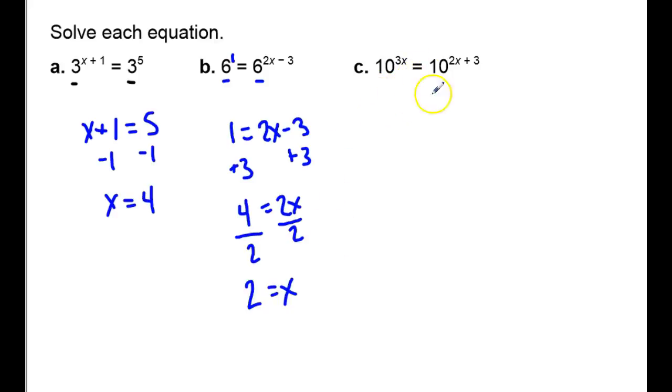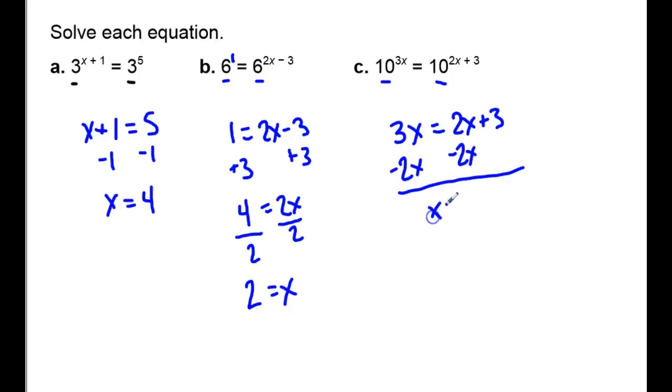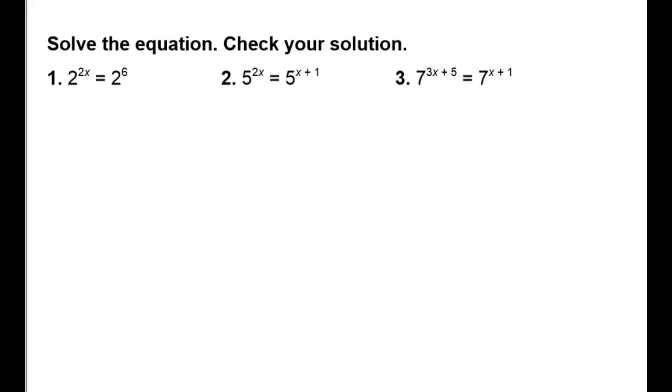Now I'm looking at example C. I see again I have the same base. My base is 10 here, so I set my exponents equal. So 3x equals 2x plus 3. Again, I want to get all my x's to one side and everything else to the other side, so I'm going to subtract 2x from both sides. When I do that, I end up with x equals 3. So now I can simplify and solve for x even if my x is in the exponent. Here are a couple of practice problems, the monitoring progress, so go ahead and try these.